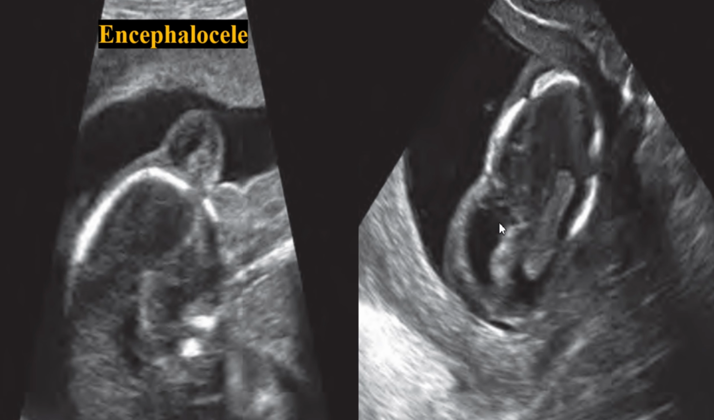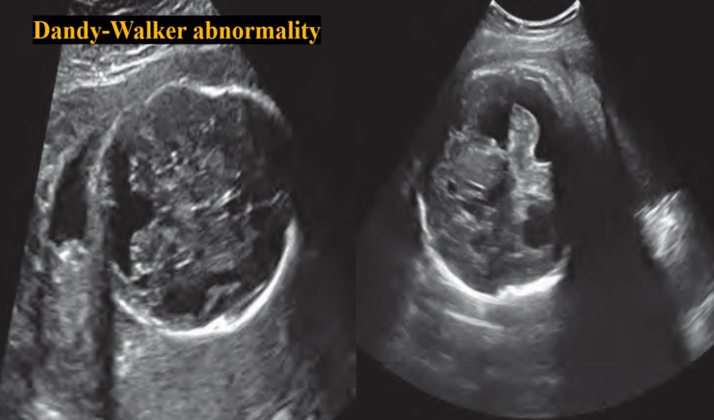And here we can see the axial image of the fetal head at 18 weeks gestation. It shows a large encephalocele including the bilateral choroid plexus, which are herniating through a large calvarial defect. And now we are going to discuss the Dandy-Walker abnormality.